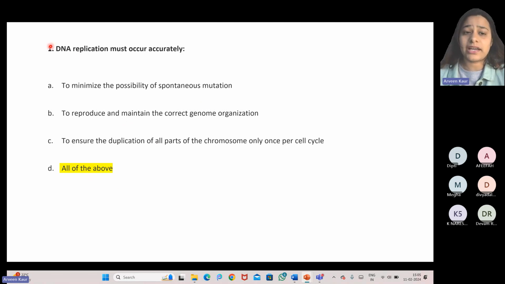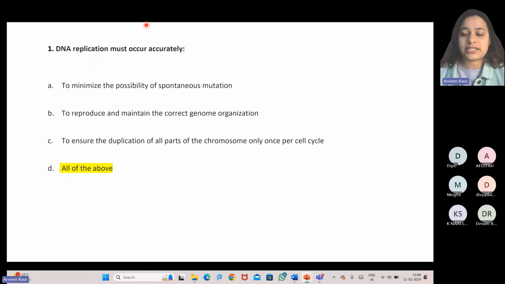Why? Because we know why DNA replication is occurring. Why do we need DNA replication? Because when cells are dividing, DNA replication basically has to provide more of the genetic material that was initially there, so that it could be sufficient and available for these two new cells that are going to be formed, right? So that makes statement B true, that is to reproduce and maintain the correct genome organization.